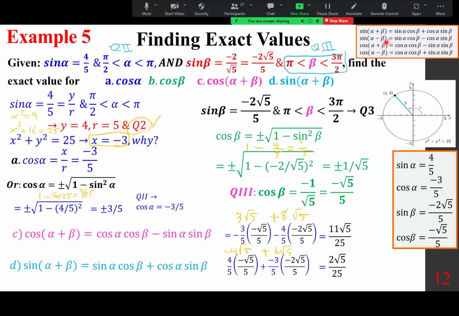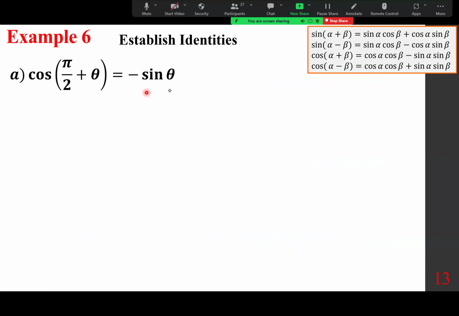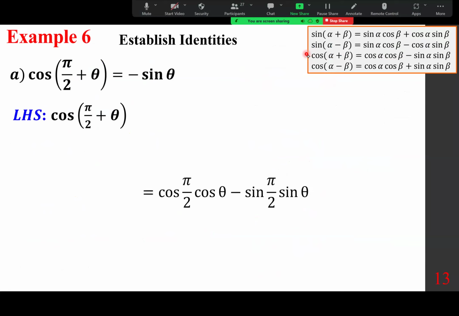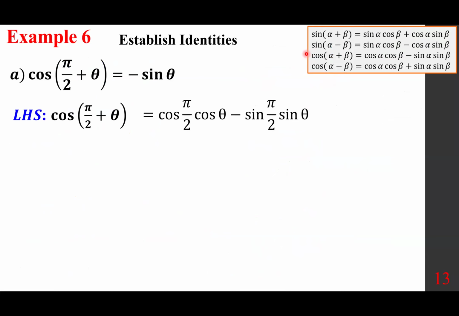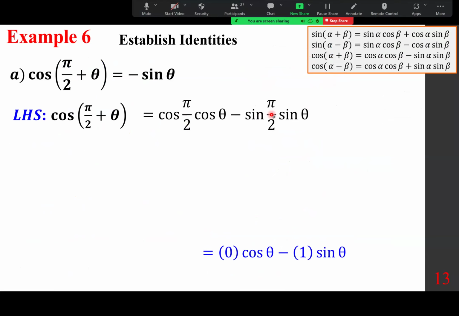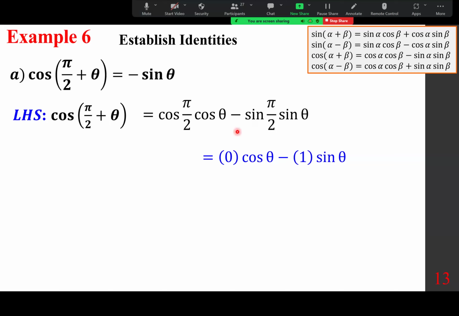Cosine of alpha plus beta, sine of alpha plus beta, we can use the sum formula. All right. Cosine of pi over 2 plus theta is minus sine theta. We start with the more complicated side, which is the left-hand side. And we expand using cosine of alpha plus beta. So cosine alpha cosine beta, cosine of pi over 2 cosine theta, minus sine alpha sine beta, minus sine pi over 2 sine theta. Replace the cosine pi over 2 with 0 and sine pi over 2 with 1. This goes away, and this becomes minus sine theta, which is the proof because it's the right-hand side.